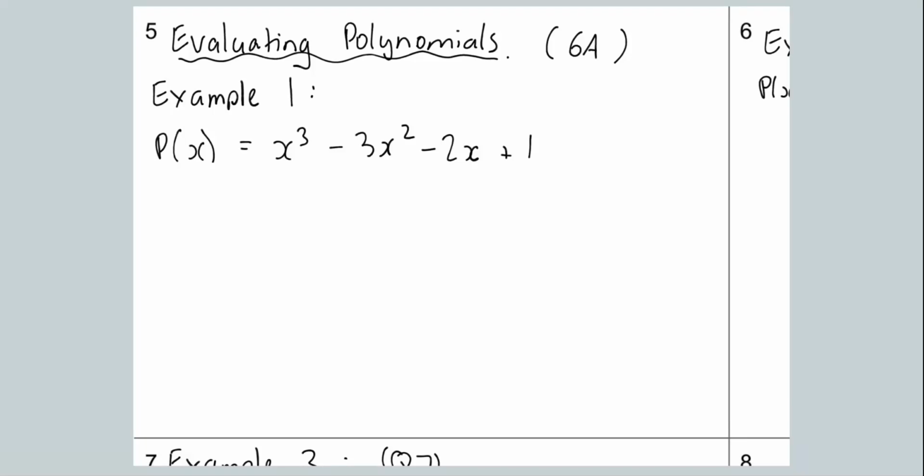Hi there, in this video we're going to have a quick look at evaluating polynomials. This will help you answer questions from exercise 6a. So let's have a look at this first example here.